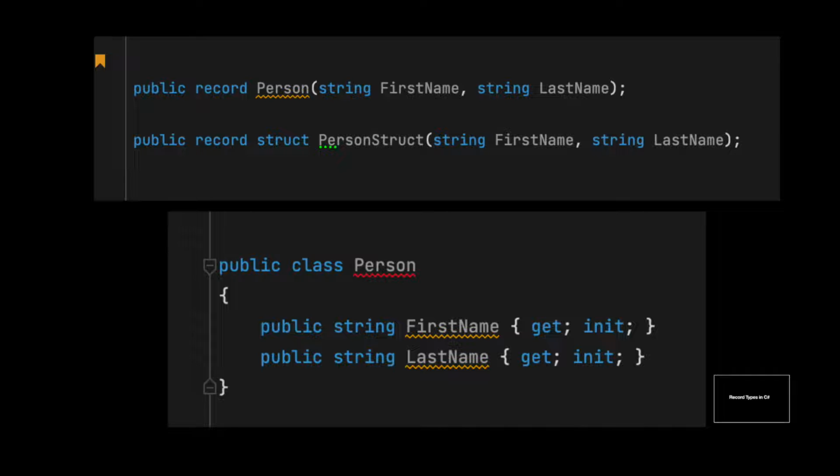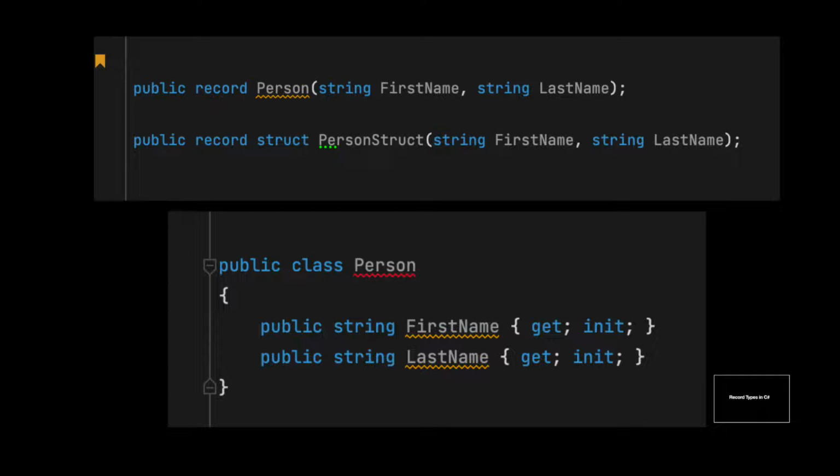I've actually created two record types. One is a person, which is a reference type, and I've also created a person struct, which is a value-based record type. There are two properties, first name and last name. Under the hood, it is exactly the same as a person class being generated. But if you notice, instead of a setter, I've just used init. So what is init? It basically makes the property immutable, which means I can only assign a value upon initialization of that specific object.